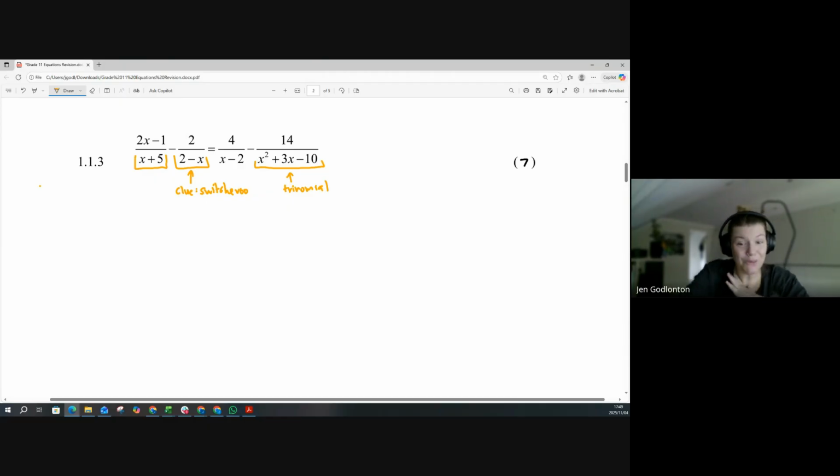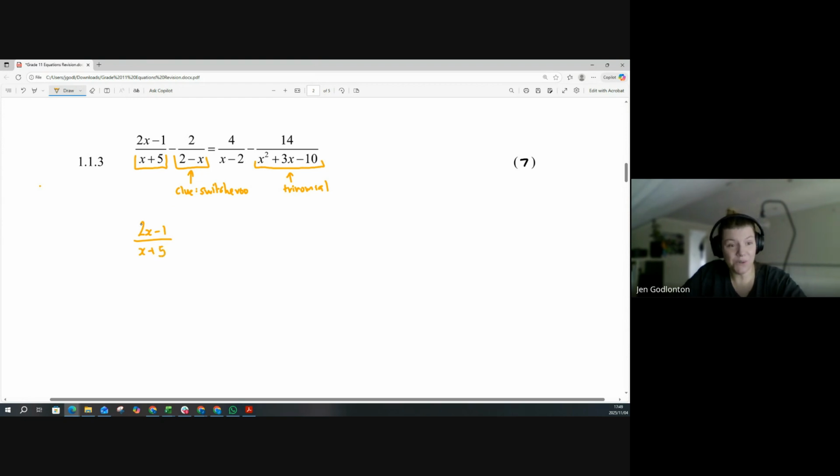So I'm just going to help with the first line, just in case anyone's struggling. I don't want you to be panicking. So like I said, that clue should be that we're doing a switcheroo. So I'm going to keep the 2x minus 1 over x plus 5. I'm going to keep that the same.